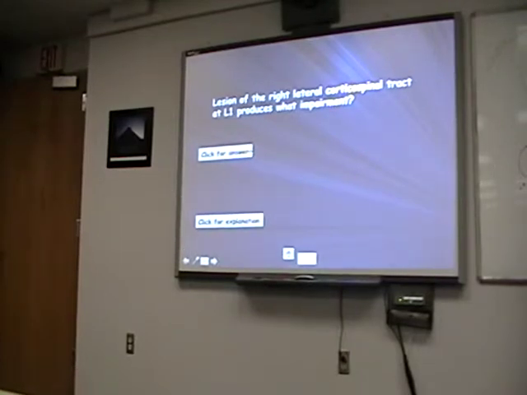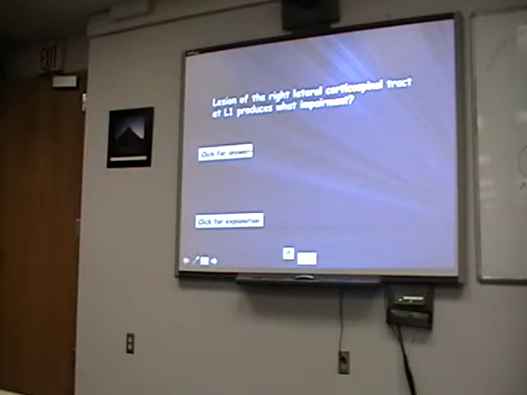So, why is it on the right? Hasn't crossed yet. Where does the corticospinal tract cross? No, you're mixing sensory and motor. Motor goes which way? Down, from the cortex to the spinal cord. You know what they call it? Corticospinal tract. So it's going from the cortex to the spinal cord. Where does it cross on the way to the spinal cord? The medulla. The pyramidal decussation.